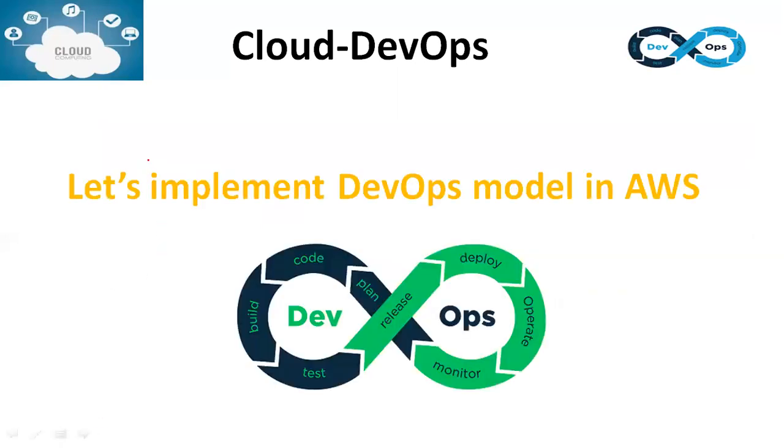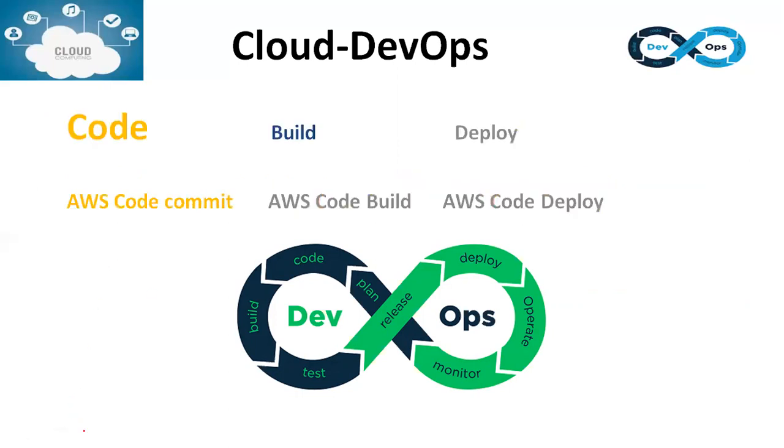So now we have created a user called user one. The user one has the access to CodeCommit. That's the access I have given to the respective user. Now let's implement the DevOps model in AWS. Let's see how we can implement.